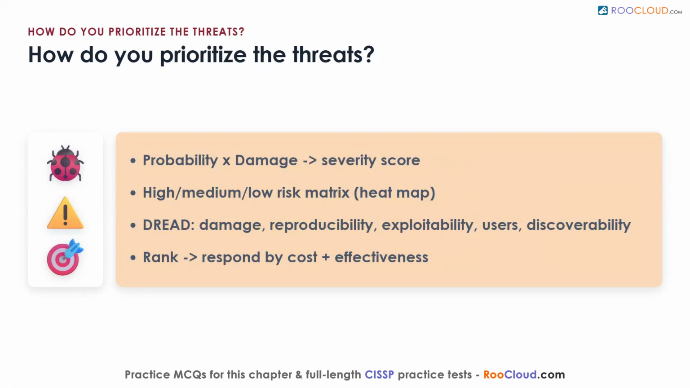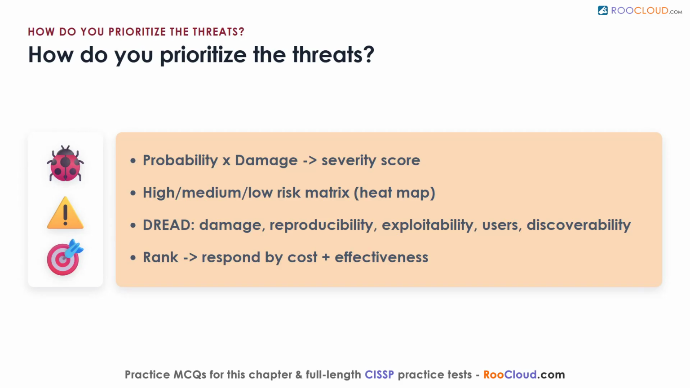How do you prioritize the threats you find? You rank them so the worst get attention first. One simple method multiplies probability by damage potential, scoring each threat toward a top severity number. An even simpler method rates probability and damage as high, medium, or low, plotting them on a risk matrix or heat map, where high sits in the danger corner and low barely registers.